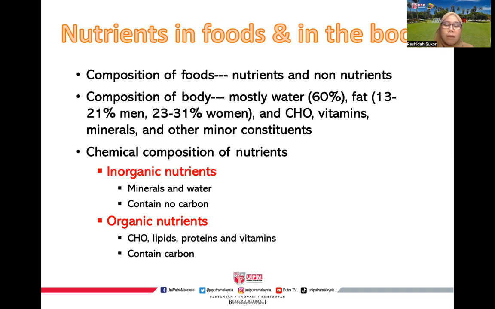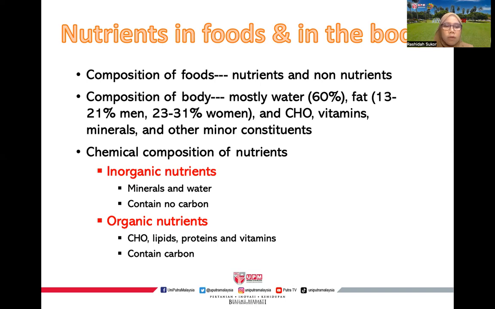Water is made up of H2O, so there is no carbon in water, right? Because it is made up of two atoms of hydrogen and one atom of oxygen. Minerals also: when we talk about minerals, it is a single component, for example magnesium, potassium, calcium. Those are actually single nutrients or compounds. There is no carbon in them.